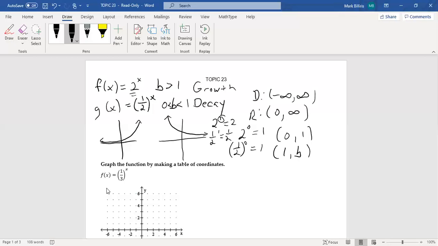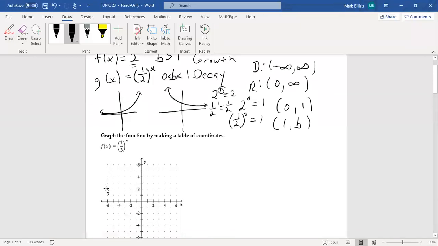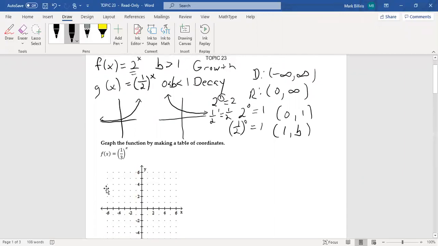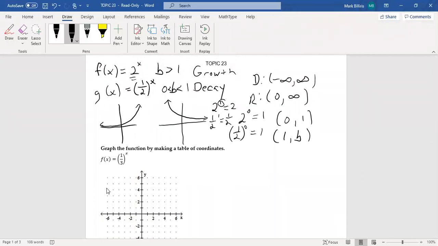So let's look at our first example. It says graph the function by making a table of coordinates. So we have f of x equals (1/3)^x. We know what our graph's going to look like. That's going to be exponential decay. If you want to plug in some values, I would make a table of values. I would plug in -1, 0, and 1, and plug that into my function.